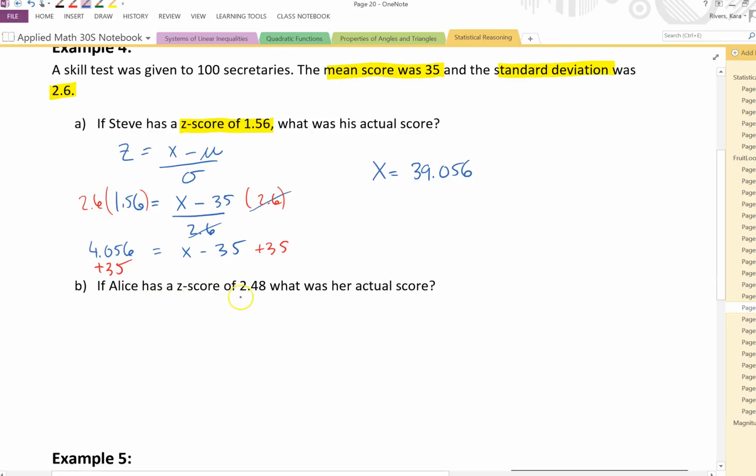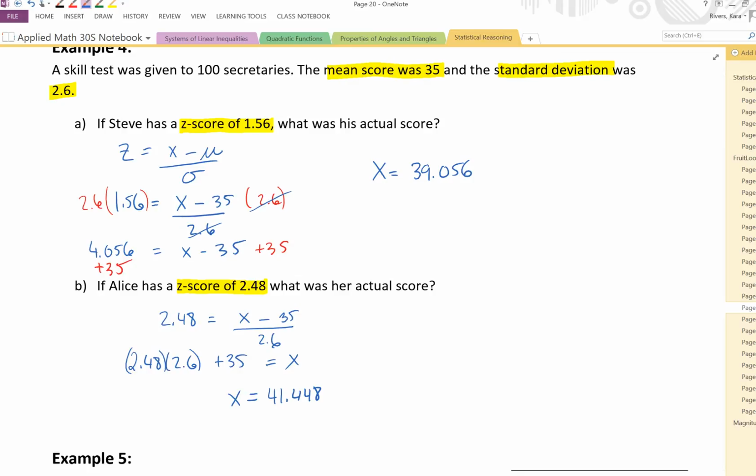If Alice has a z-score of 2.48, what was her actual score? If you have a z-score of 2.48 and a z-score of 1.56, who should have the higher score? You would think 2.48 is because it's higher up on the normal curve, further away from the mean, which is 0 in this case. All right, go ahead and try that and check back with my answer. So you should have had Alice having an actual score of 41.448, which is what we anticipated, a higher score than what Steve had because she has a higher z-score.